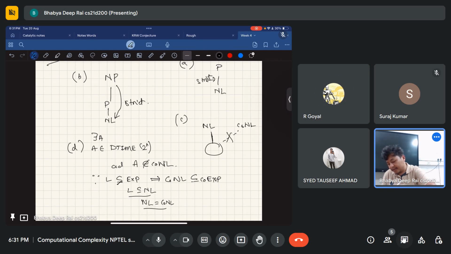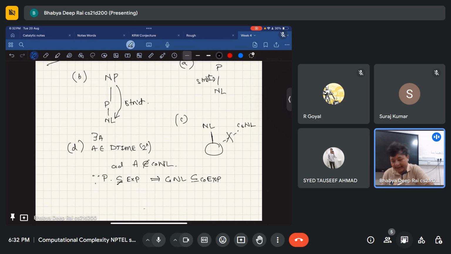Right. So yeah, that's right. The final part is correct. But this part is redundant, that L is not strictly contained in EXP, because co-NL is a bigger class than L. But the part that you are saying, that it is strictly contained, P is the key. Sorry, P is strictly contained in EXP is the key.